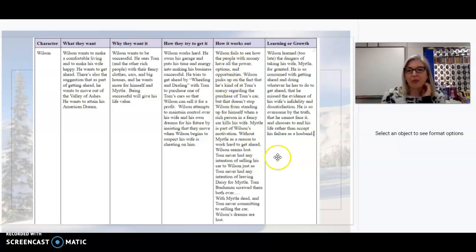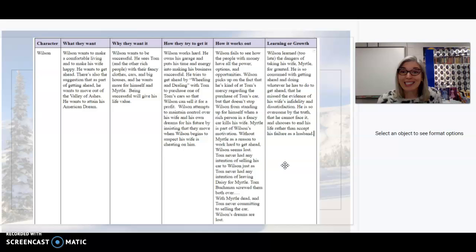How does it work out for him? Well, I believe that Wilson fails to see how the people with money have all the power, options, and opportunities. He starts to pick up on that fact after his wife is killed and how the rich sort of disappear into their fancy homes and drive away without a care. And so, I have a lot of information here that I'm not going to read because you can read it in your own time. What's more important, though, is this learning and growth.